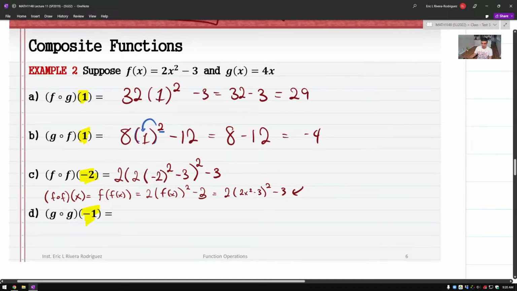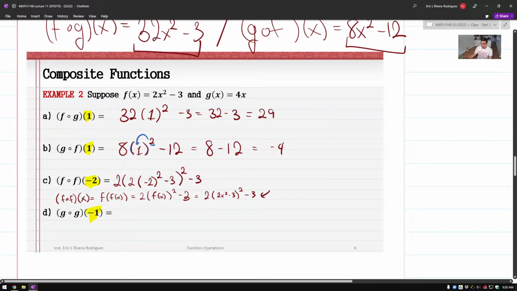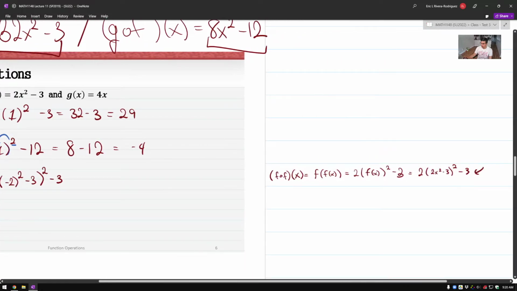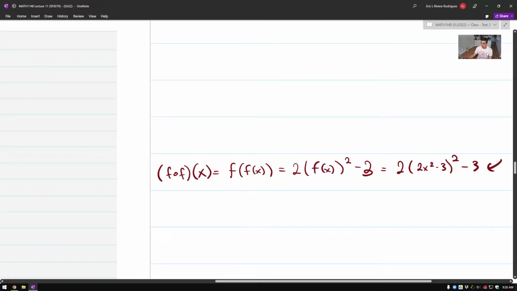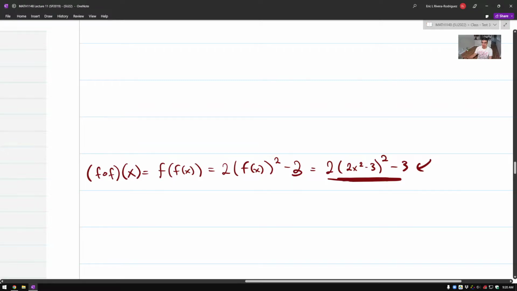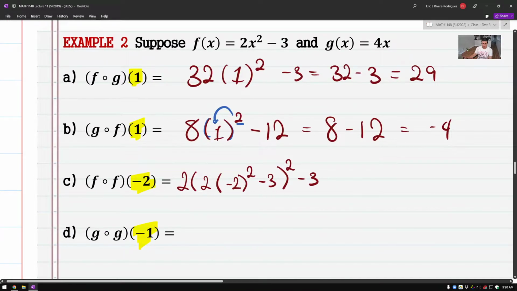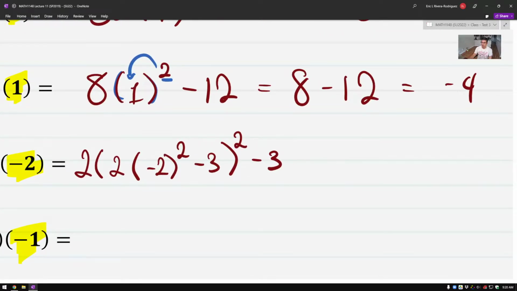Let me put this to the side so we don't get confused by this. Remember, this is how we got the definition of f composition of f, and here is the equation. Let's focus on our actual exercise. And here you want to follow the order of operations. You want to make sure that your calculations are correct.